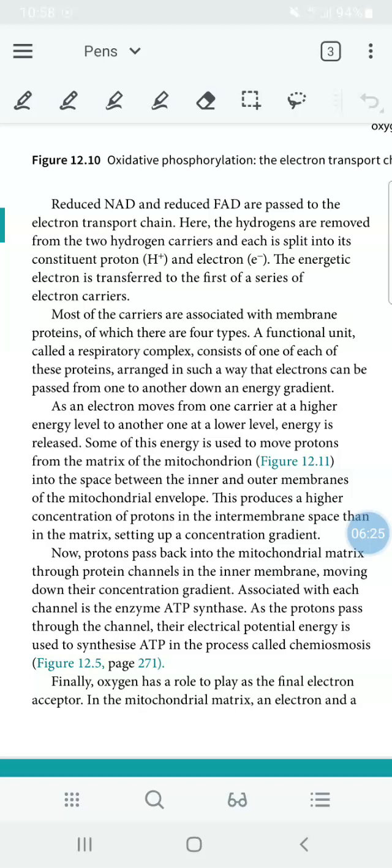Now protons pass back into the mitochondrial matrix through protein channels in the inner membrane, moving down their concentration gradients. Protons left the inner matrix and entered the intermembrane space, so there are more protons there. Because the concentration is higher, more protons will come back into the matrix through protein channels in the inner membrane, and they move down their concentration gradient.